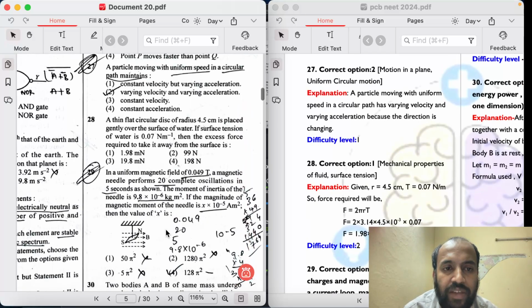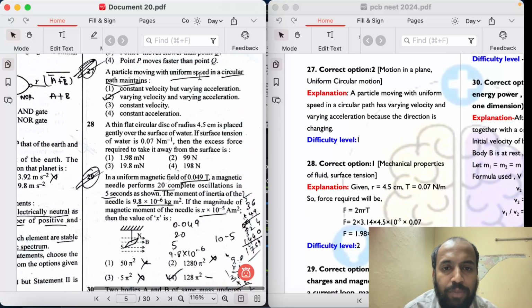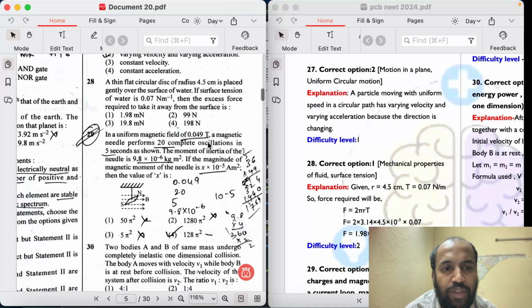Let's go to question number 27. It says a particle moving with a uniform speed in a circular path maintains... Now, whenever a body is moving in a circular path, please remember, if you want to find out the velocity at any point, you have to draw a tangent. So the velocity at each and every point keeps on changing. If the velocity changes at every point, that means the acceleration should also change at every point. Hence, the right option for question number 27 is number 2, varying velocity and varying acceleration. It's uniform speed, but it's moving in a circular motion. So that was difficulty level 1. It was an easy question.